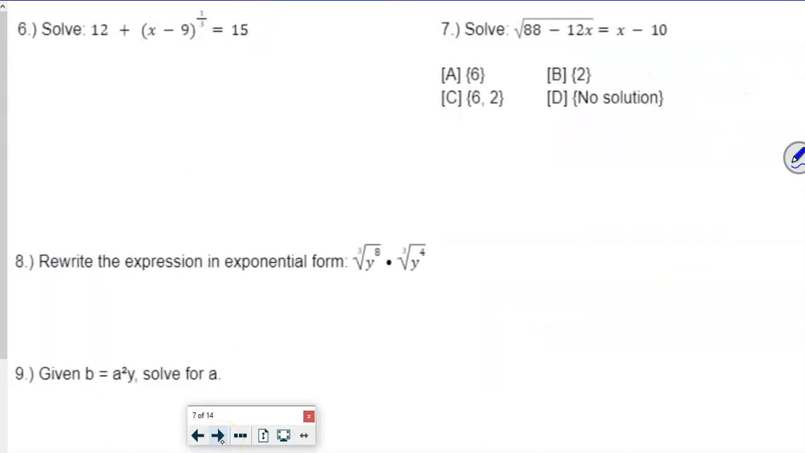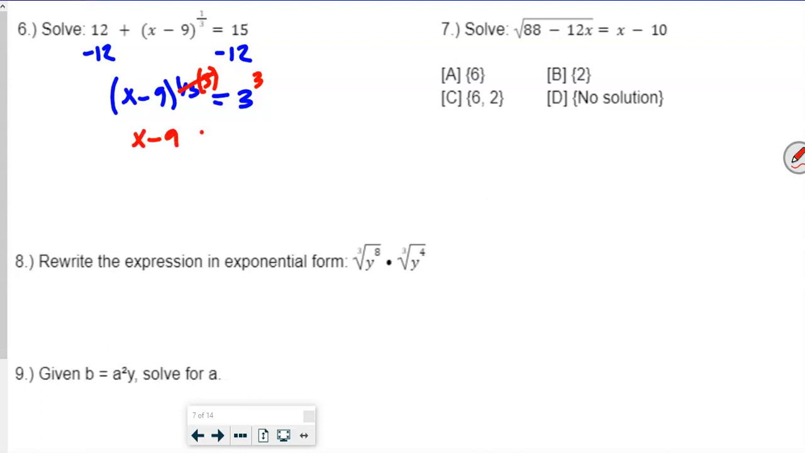All right, number 6. Solve this. So what do we do first? We're going to subtract 12 from both sides, okay? So that's going to give us x minus 9 to the 1/3 power equals 3. Now, how do we get rid of a 1/3 power? Yes, we do the reciprocal. So we take it to the 3rd power, right? So now that's all gone, and this is going to be x minus 9 equals 3 to the 3rd. 3 times 3 is 9, times another 3 is 27. Then we're going to do what? Add 9 to both sides. So x equals 36.